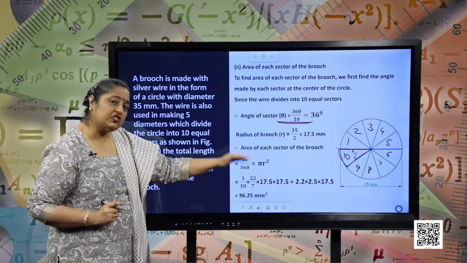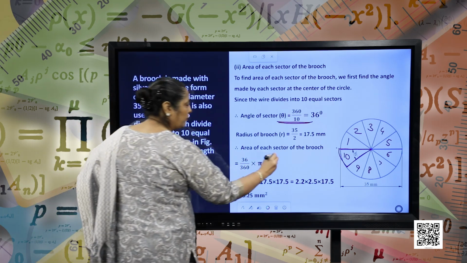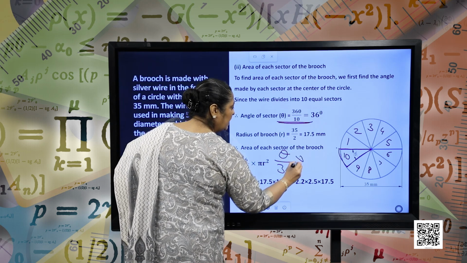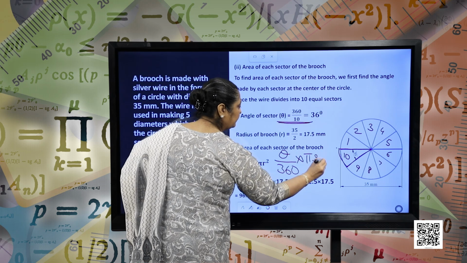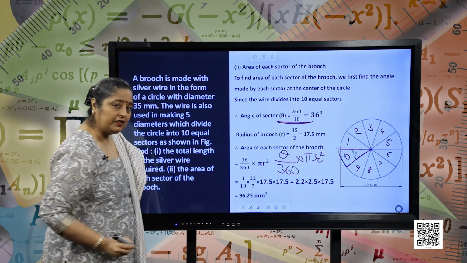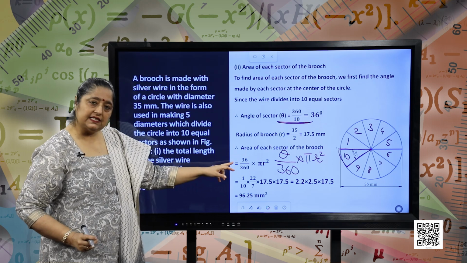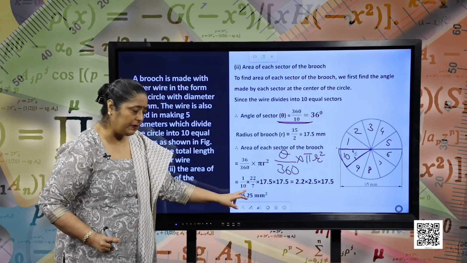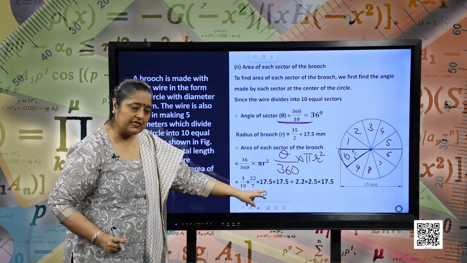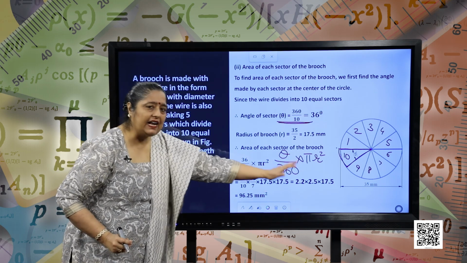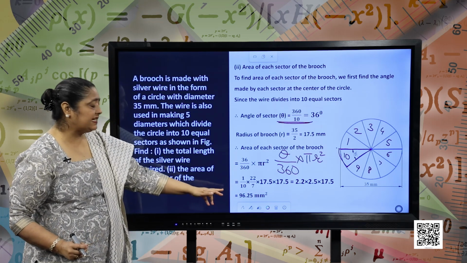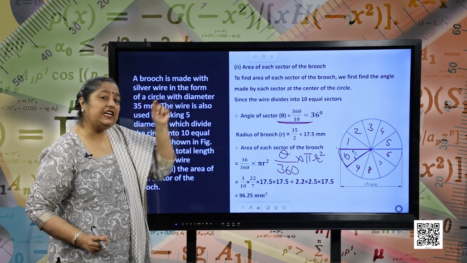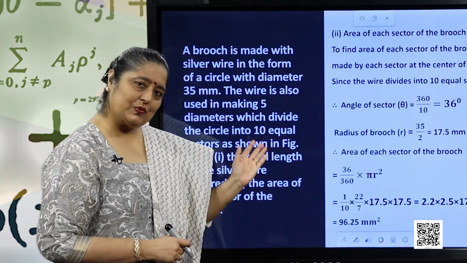Now, area of each sector will be, we know the formula is theta divided by 360 into pi r square, substituting the value of theta as 36, pi as 22 by 7 and radius as 17.5. Calculating the whole thing, we have 96.25 millimeter square as the area of each sector. I hope this question is clear.